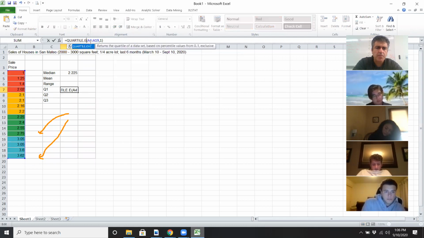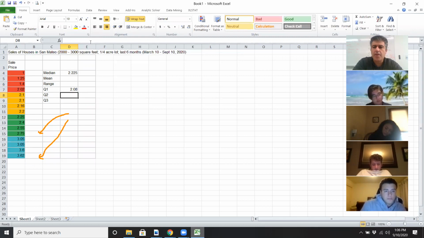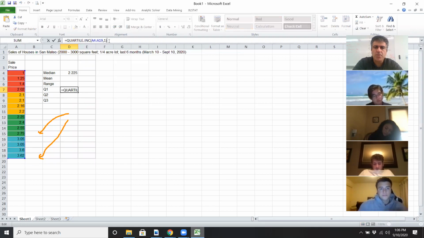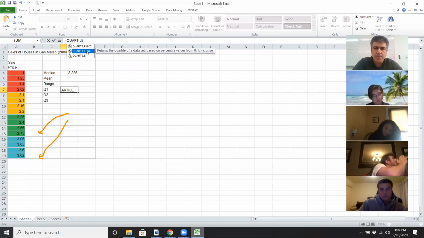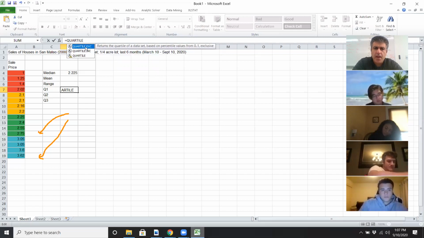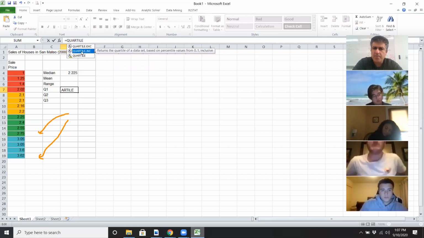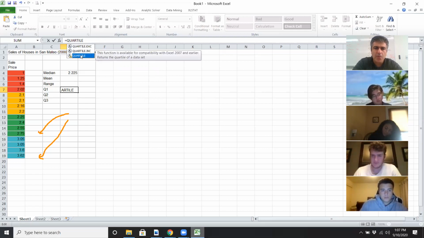What if I do, okay, so inclusive. Actually, let me understand why it's doing that. Let me look at the explanation one more time. QUARTILE returns a quartile of a data set based on percentile values from 0 to 1 inclusive. Okay, I'm sure we want to be inclusive. I don't know why you would want to use the exclusive one. This one's a little bit older, so we'll use the more updated one.